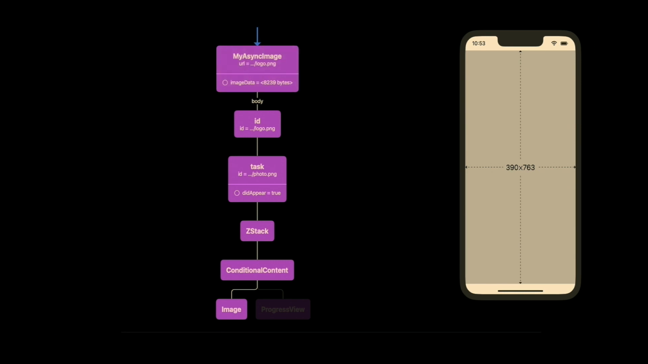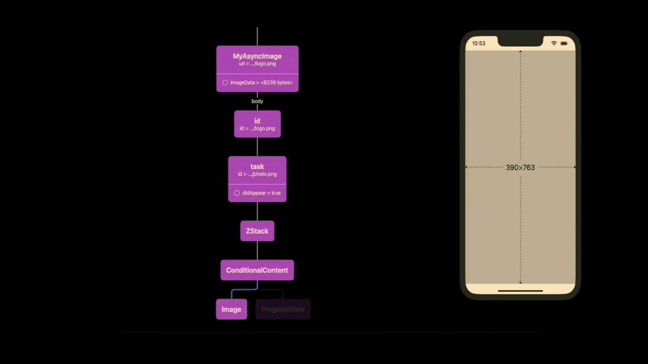The image node is layout agnostic, as are most of these modifiers here. And so it's going to pass on that value unchanged to the identity. The identity is going to pass that value unchanged to the task, to the ZStack, to the conditional content. Finally, the conditional content is going to pass that value to our image node. So it's going to propose 390 by 763 to our image node.